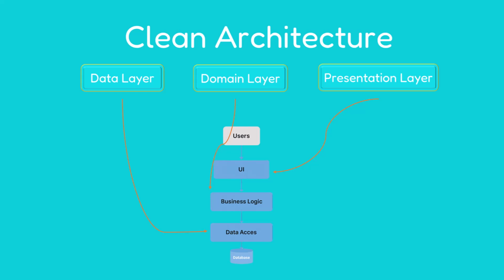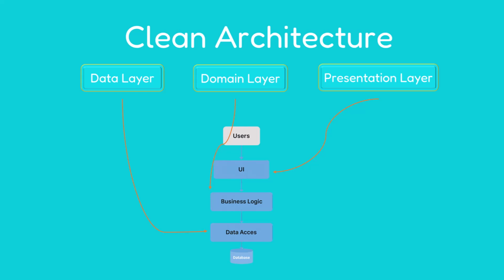This layer handles everything the user sees and interacts with, the UI and state management. In this course, we'll be using BLoC for state management because it fits perfectly with clean architecture. BLoC keeps your UI separate from your business logic, making your app predictable, testable, and easy to scale.